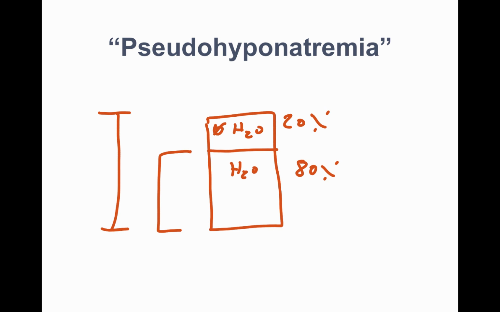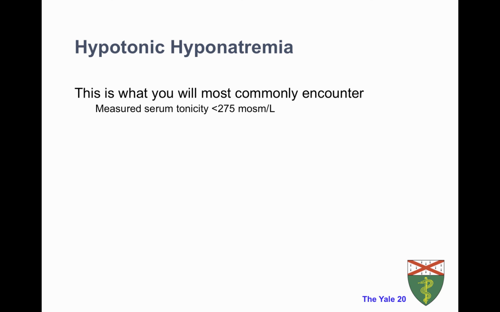And again, it's important to note that in this disorder, the sodium concentration in water is perfectly normal, which is why this is so different from hyponatremia secondary, for example, to hyperglycemia, in which the water phase of plasma is expanded and the sodium to water concentration is truly depressed. Moving on, let's talk about what you're much more likely to encounter, which is hypotonic hyponatremia, in which the measured plasma tonicity is less than 275. When classified by tonicity, this is by far the most common.